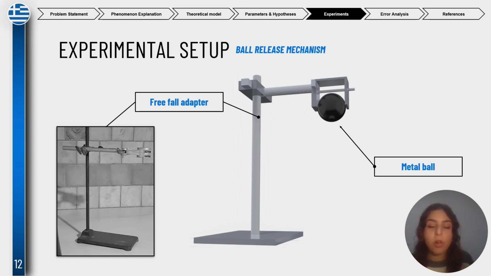This is the ball release mechanism that we used for our experiment in order to make sure that for each given toss, the ball will not have an initial velocity or an initial angular momentum. And this is the mechanism that we used to prevent any human errors in this experiment.